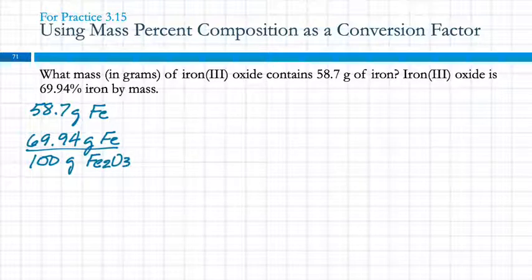Now you could do this without using the formula. Iron 3 is Fe3+, oxide is O2-. Choose your method of getting those together. It's Fe2O3. And what am I trying to find? What mass in grams of iron 3 oxide?